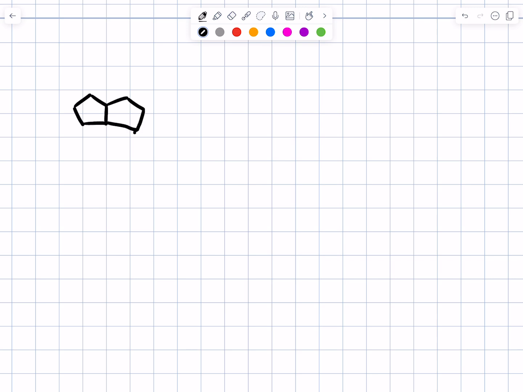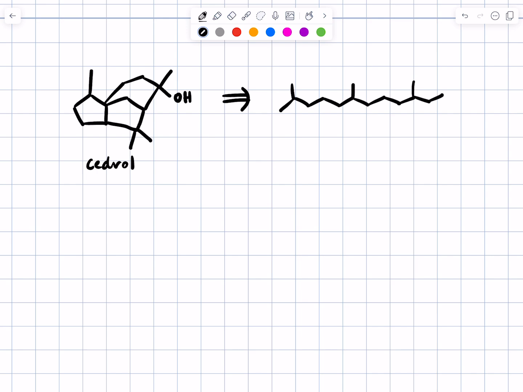Two 5-membered rings. One of them's fused to a 6-membered ring. And there's an OH. This is called cedarol, and it's isolated from the cedar tree. And its linear precursor is this sesquiterpene called farnesyl pyrophosphate.